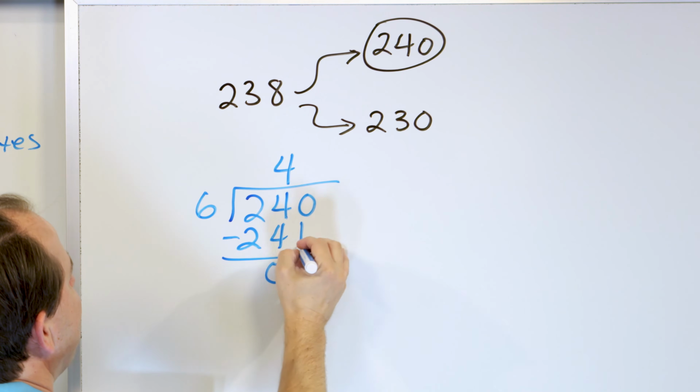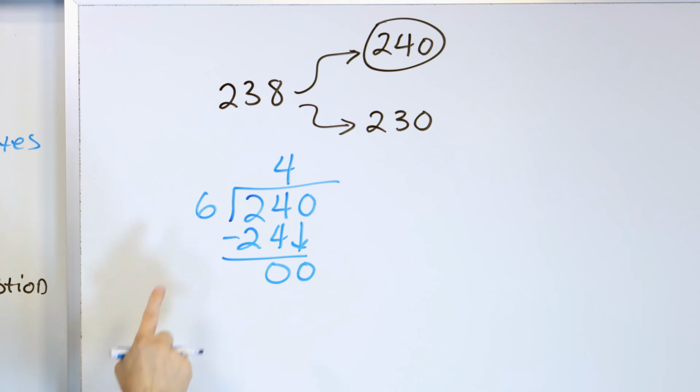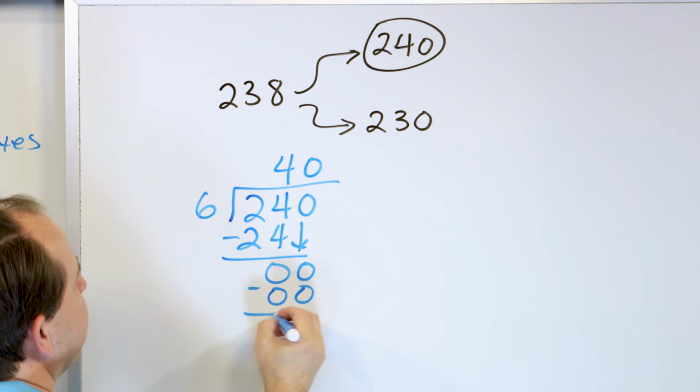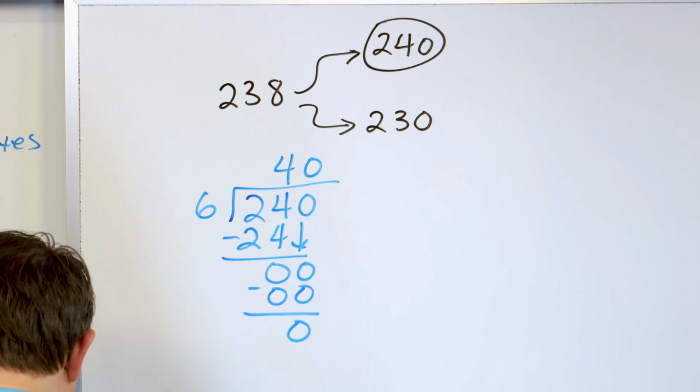Subtract, get a 0, drop this down. And now we have 6 times what is 0? The only thing that works is 0. Multiply, get a 0, subtract, and finally get a 0.